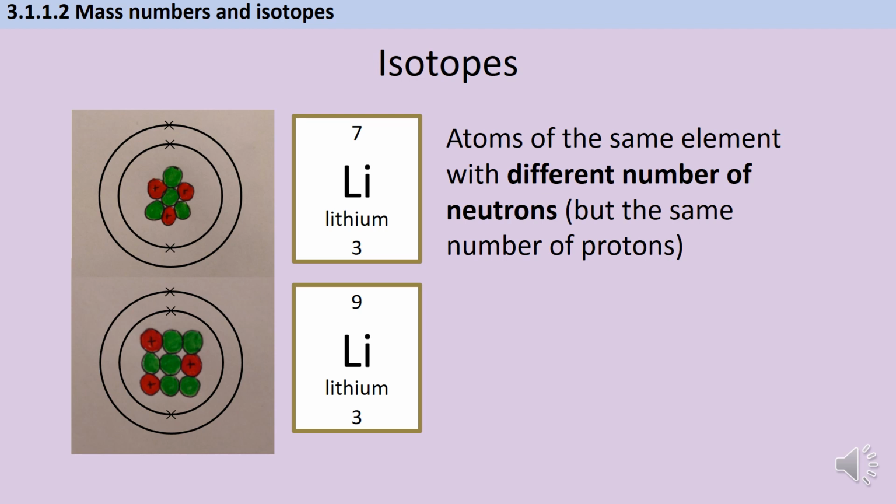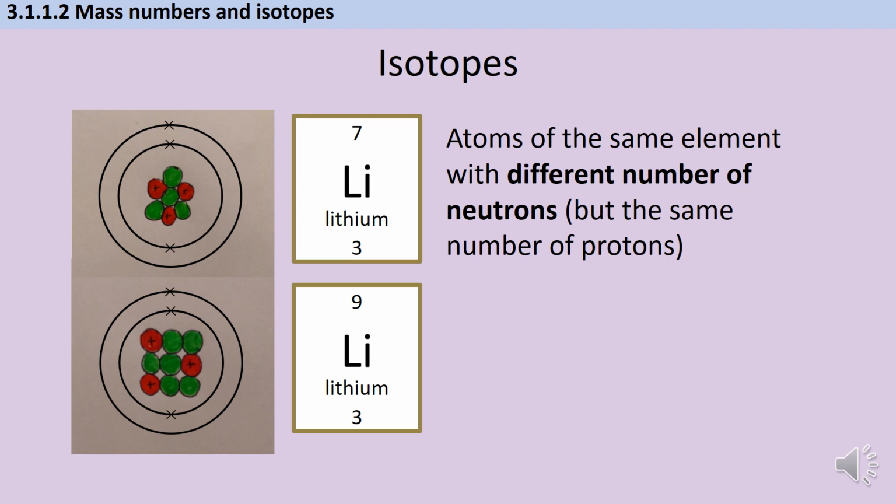We're now ready to start talking about isotopes, and you should know from GCSE that isotopes are atoms of the same element with different numbers of neutrons, but they have the same number of protons because they're the same element, and that's what defines an element. If you have an atom with 3 protons, it's lithium. If you have an atom with 6 protons, it's carbon. If you have an atom with 7 protons, it's nitrogen. And really nothing else matters.